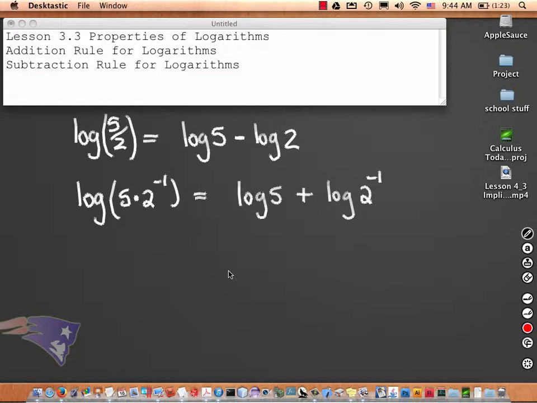Now, there's a rule that I'm going to tell you about next. It's called the power rule, but I'll use the power rule now. The power rule actually says you can bring down a power here to the front. And so this becomes the logarithm of 5 minus the logarithm of 2. So I kind of used a rule I didn't teach you yet. I kind of cheated a little bit.